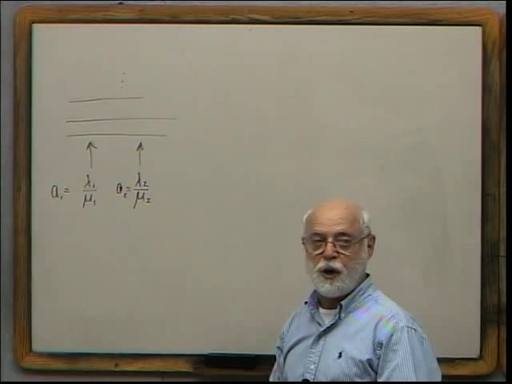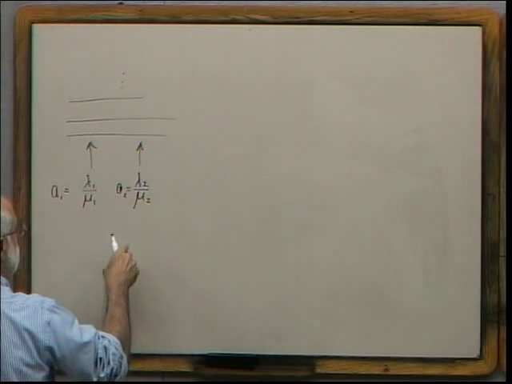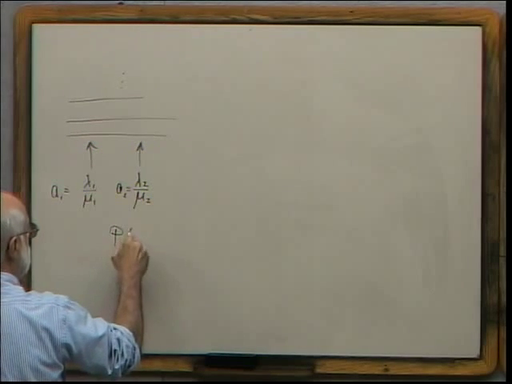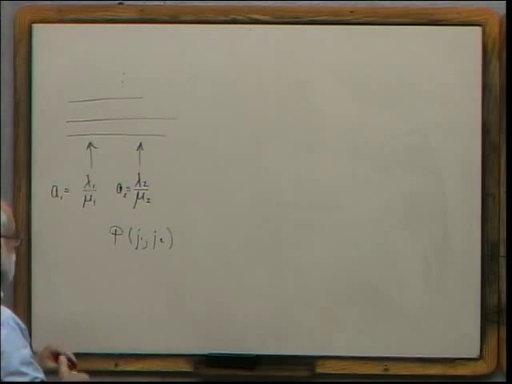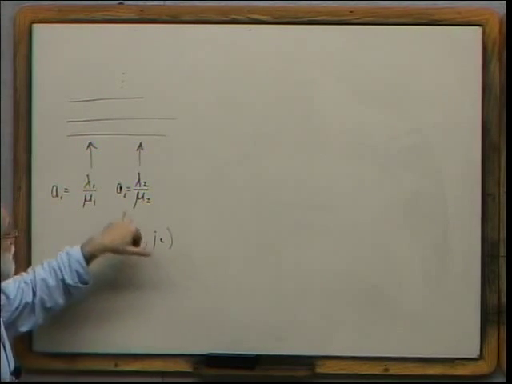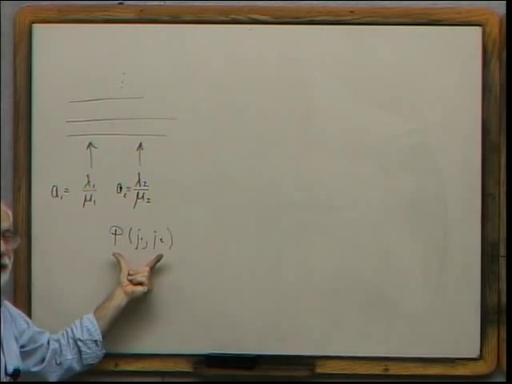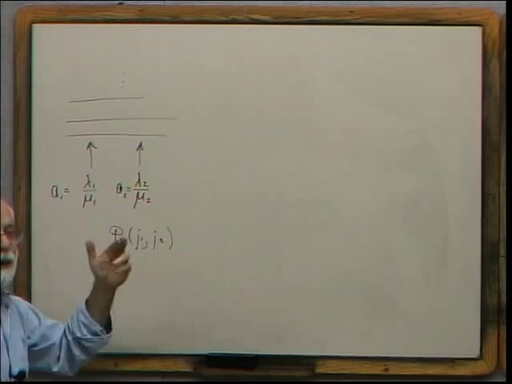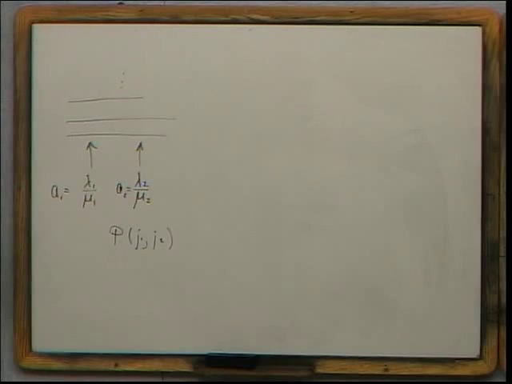I'll do that by representing the state by P of J1, J2. In other words, J1 is going to be the number of customers from stream 1, and J2 is the number of customers from stream 2. What I want to get is the joint probability, and then from that get the marginal probabilities and everything else. This stuff is discussed in the book, section 4.2, page 126.